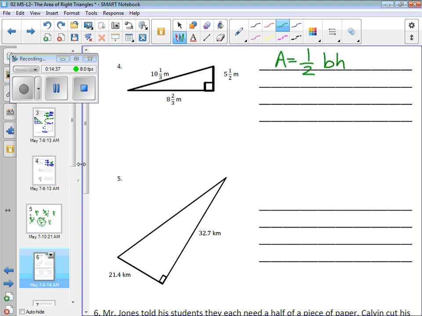All right, next thing is to substitute. Who wants to do that for us? Yeah, Lil. What's my base? And what's my height? Good. All right, there's my substitution. Now what?